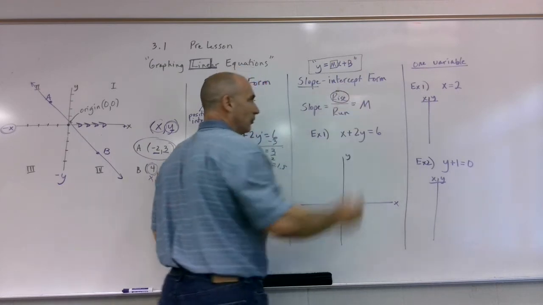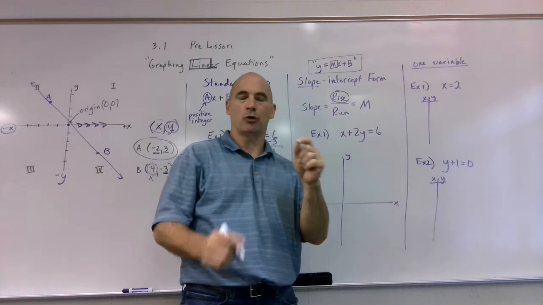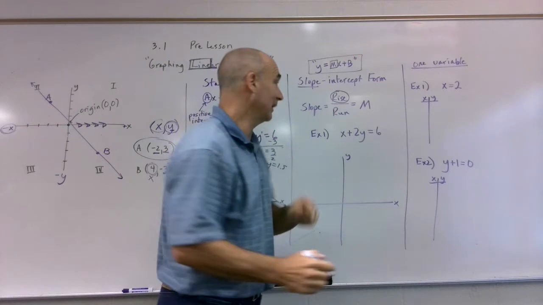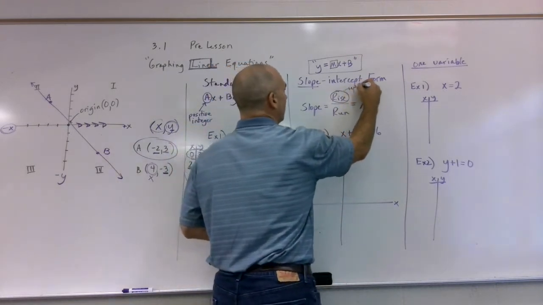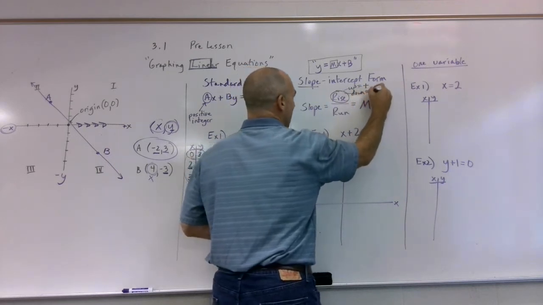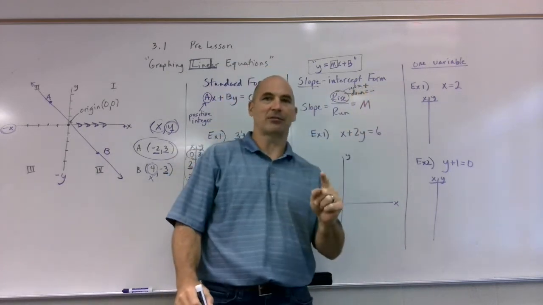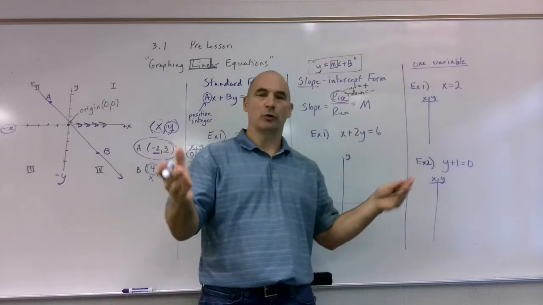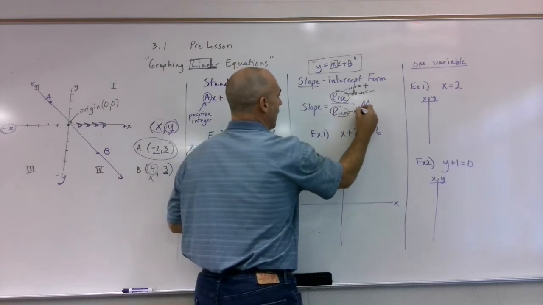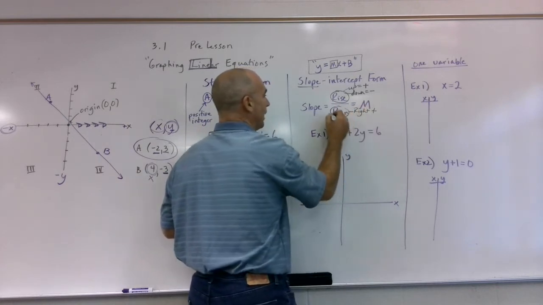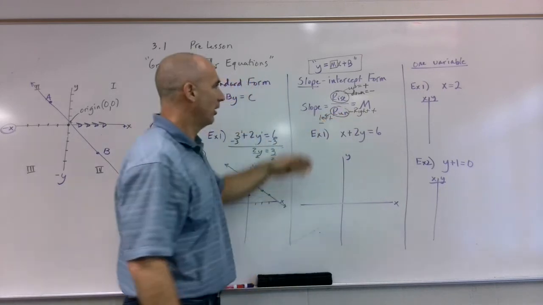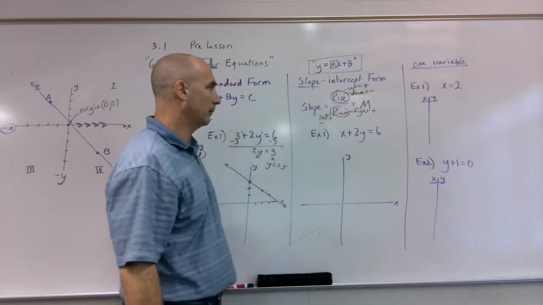Now rise, if you strictly look at that word in a normal way, if you looked it up in the dictionary, it'd probably be something starting here and going up. The thing is, though, if you go up, that's a positive direction. If you go down, that's a negative direction. So rise doesn't necessarily mean up when you're doing slope. How about run? Run, if you go to the right, that's considered a positive direction. If you go left, that's considered a negative direction. So you've got a lot more going on there than you think.